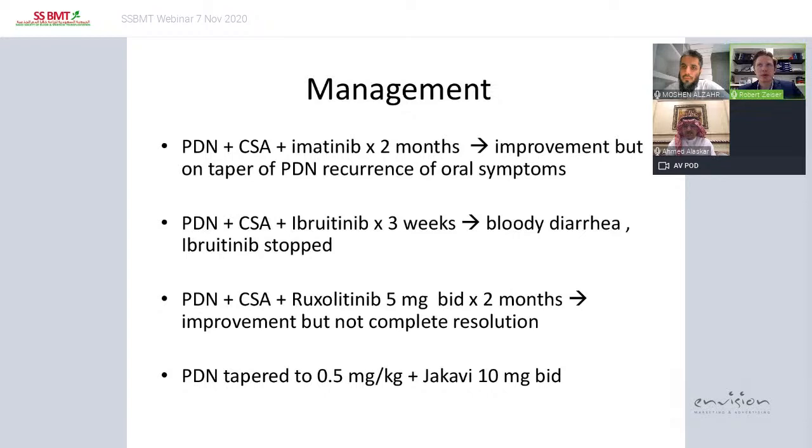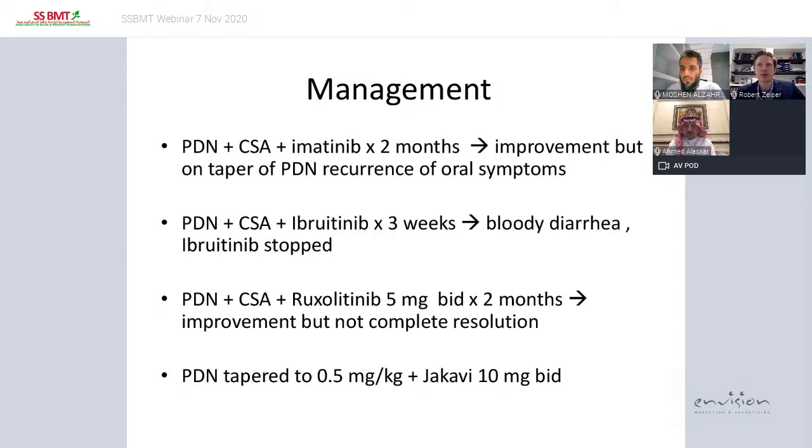So if there is not a complete resolution, but the patient can live with it, we typically simply wait. I have had patients who had severe mucositis that then got better under ruxolitinib, but the patient didn't achieve a complete remission. So we just waited and we continued with Jakafi, and it took sometimes 6 months, but then the mucositis was gone completely. Here I would just say you have to wait and try to get rid of the steroids.